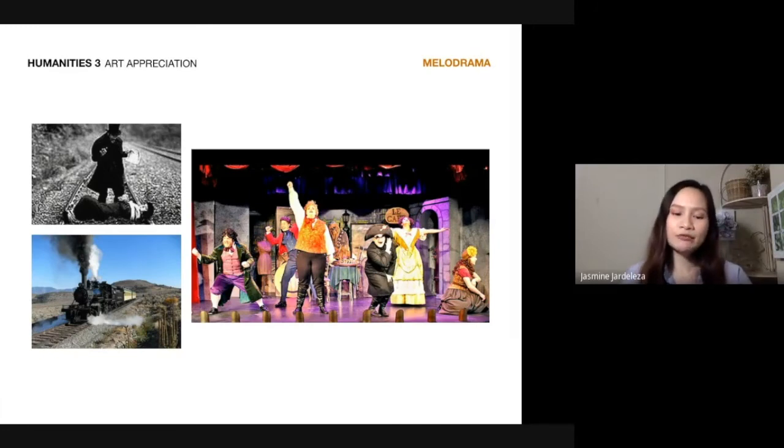Under drama and theater, we also have melodrama. In this type of drama, the emphasis is on the action rather than on the character. When we call someone melodramatic, usually we're referring to someone who is exaggerated or overreacting. So when we say melodrama, we can imagine a person who behaves that way.